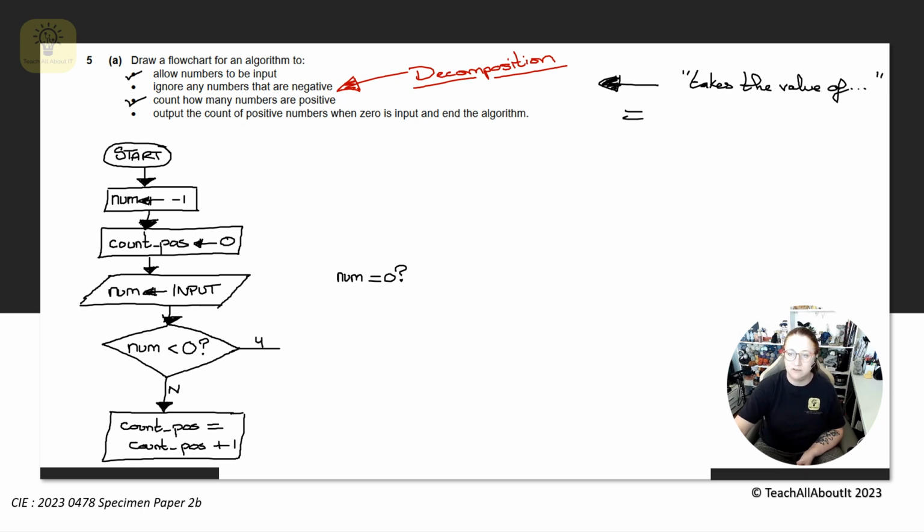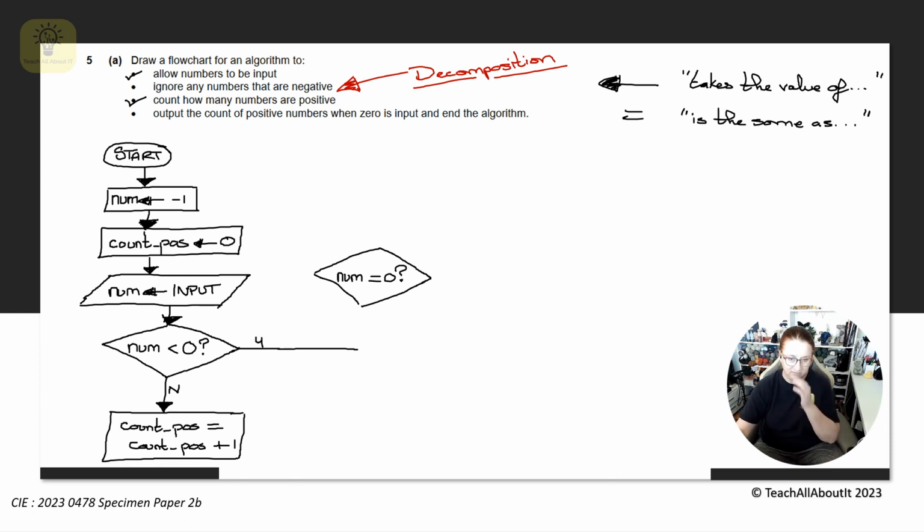And then a single equals in this case means is the same as. So is num the same as 0? So does num have the value of 0? So at this point, if num is less than 0, actually we can ignore that. So we don't need to ask at that point, because if it is less than 0, it can't be 0.